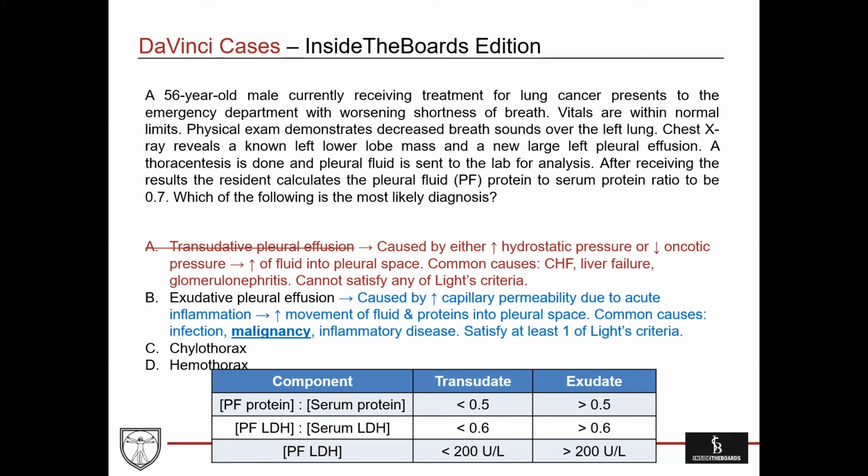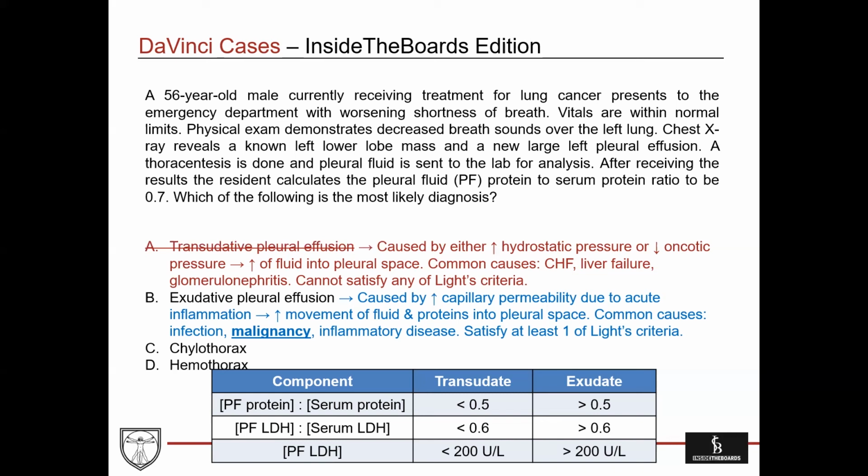So the next answer choice that we have is option choice B, exudative pleural effusion, which we have learned is caused by increased capillary permeability due to acute inflammation. The inflammation causes the capillary cells to separate, and then the fluid can move out into the pleural space. So the fluid that's moving out consists of both fluid and proteins. Common causes here would be things that cause any type of inflammation, such as infection, malignancy, which is the case with our question stem here. This patient has lung cancer, or any other inflammatory diseases.